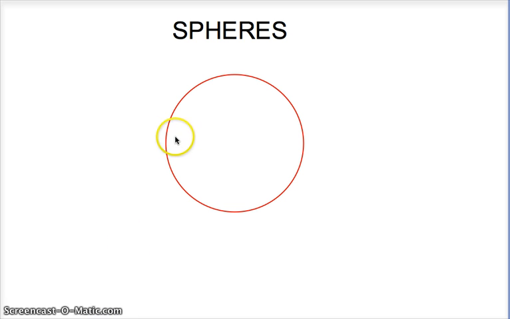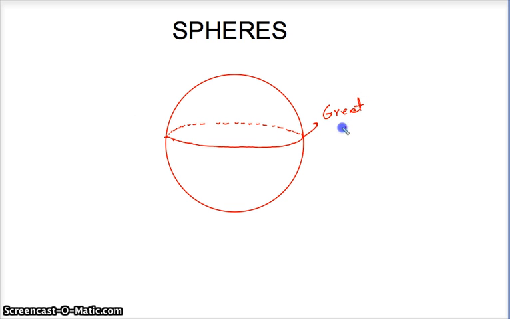First, here's a sphere. I like to think of a sphere as a globe. I'm drawing a sphere here, and this line that I'm drawing is what's referred to as the Great Circle. The Great Circle is essentially the equator of our sphere. It is the circumference that goes all the way around the sphere.